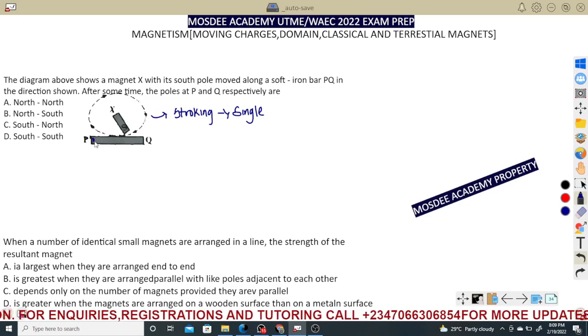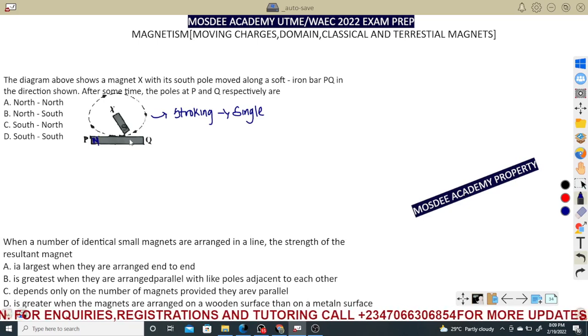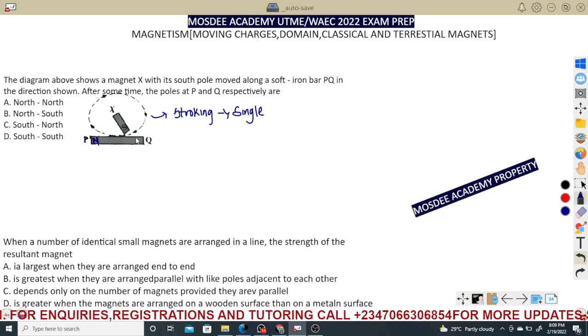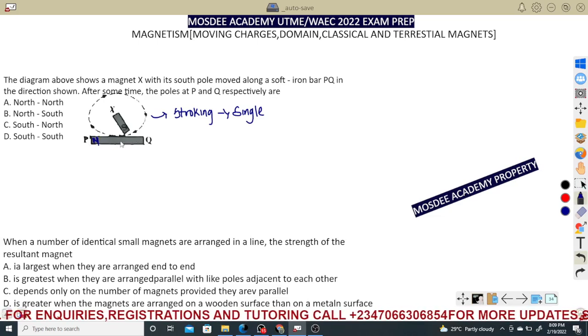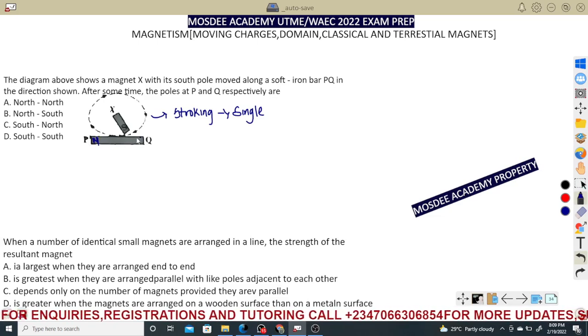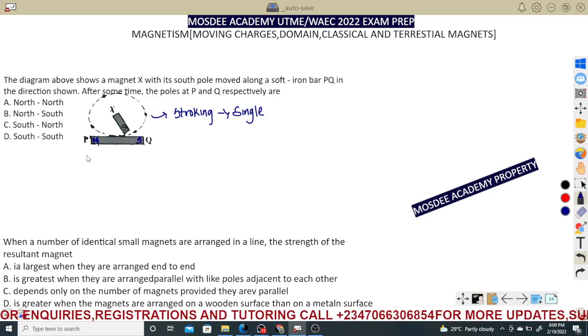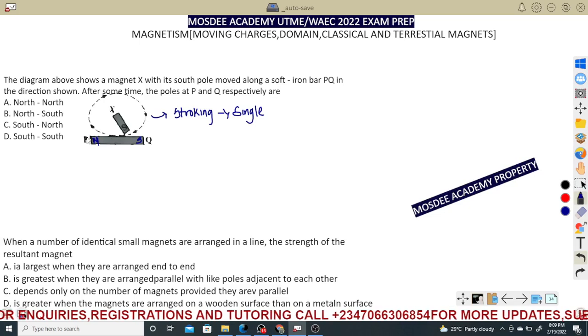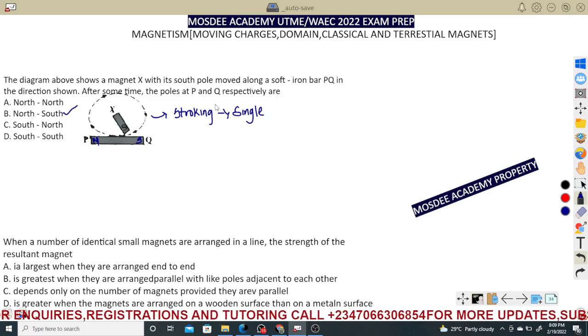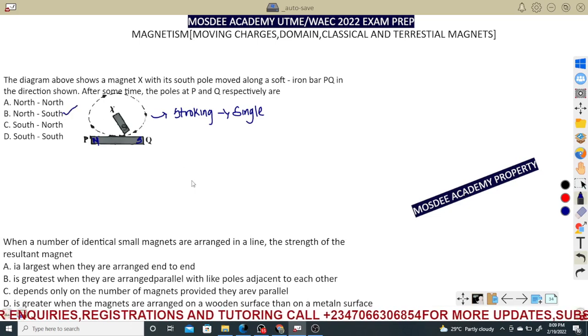It will induce a pole which is north. Like I said, the ends of a magnet of a single stroke cannot be the same. So always keep it at the back of the mind. If this is north, this will definitely be opposite of north, which is south. So my point is, the answer is north and south, as P will be north and Q will be south. Please always keep that in mind.